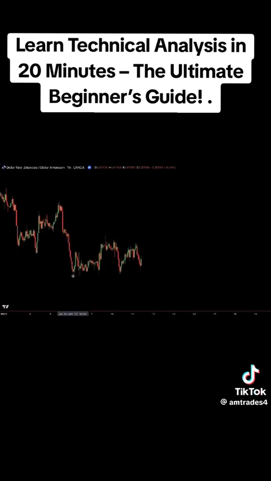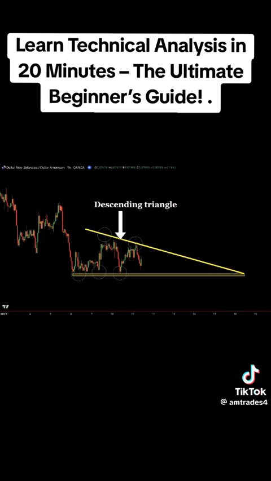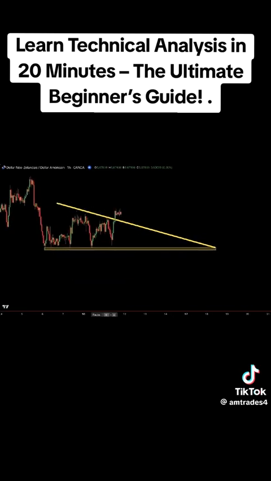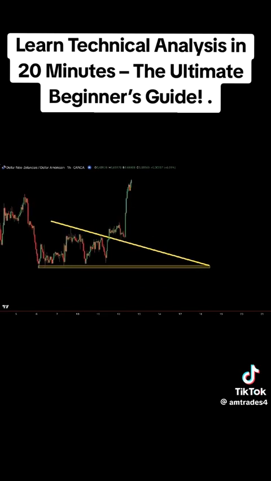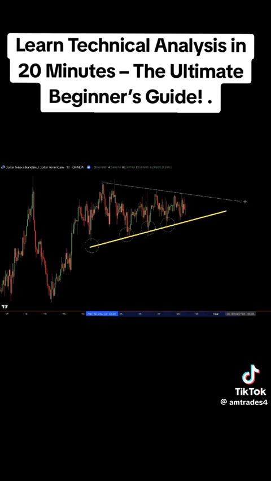A descending triangle is a chart pattern used in technical analysis, created by drawing one trend line connecting a series of lower highs and a second horizontal trend line connecting a series of lows. A regular descending triangle pattern is commonly considered a bearish chart pattern or a continuation pattern with an established downtrend. However, a descending triangle pattern can also be bullish, with a breakout in the opposite direction, and is known as a reversal pattern.